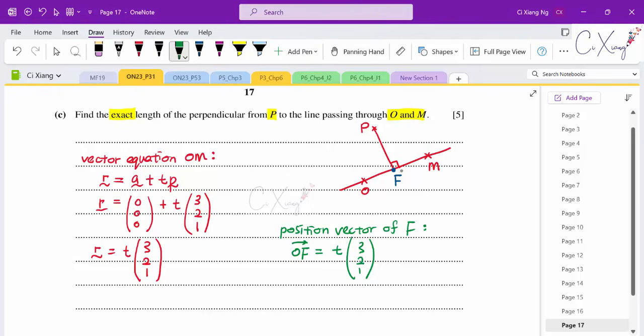Then maybe you will ask, why is the position vector of F equal to the line equation? It is because when we have a point on the line and substitute some value of t, the coordinate you get is actually a point on the line. Therefore the position vector of F will be equal to the vector equation of the line itself.